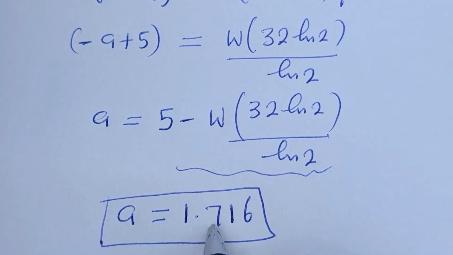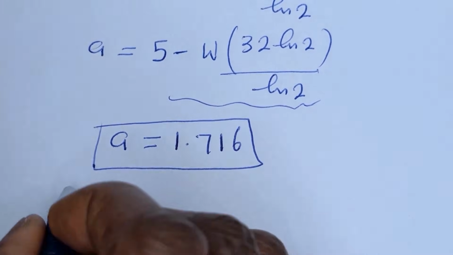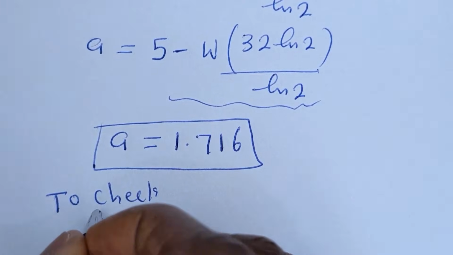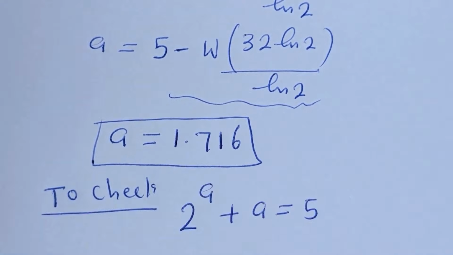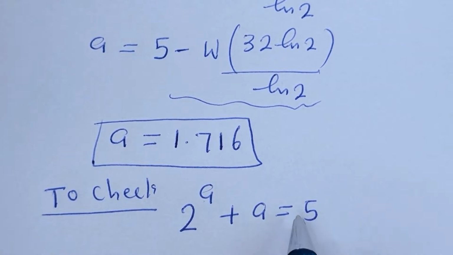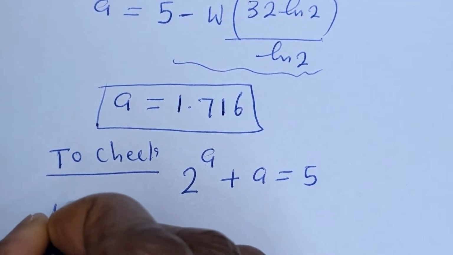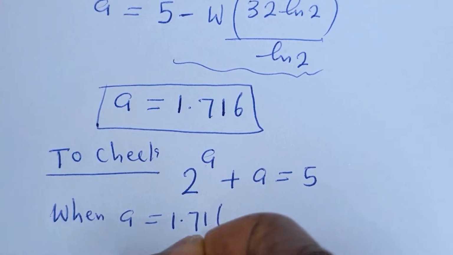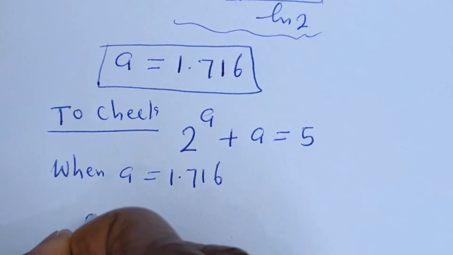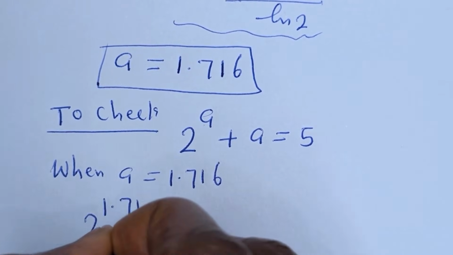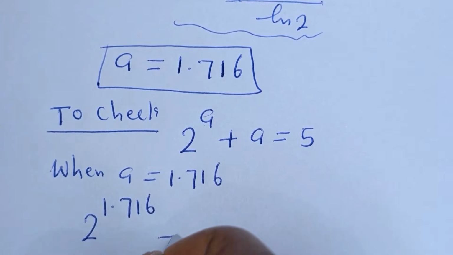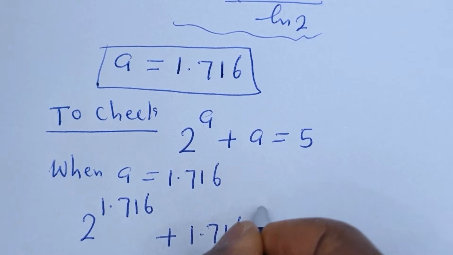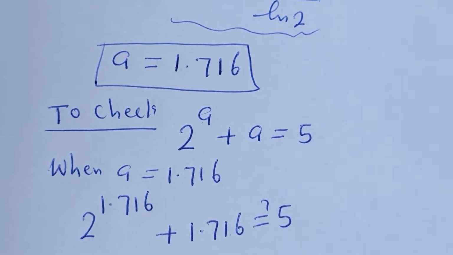We may check to confirm if this answer is right or wrong. Let's check. To check, we have the given equation 2 raised to power a plus a is equal to 5. When a is equal to 1.716, here we have 2 raised to power 1.716 plus 1.716 must be equal to 5.